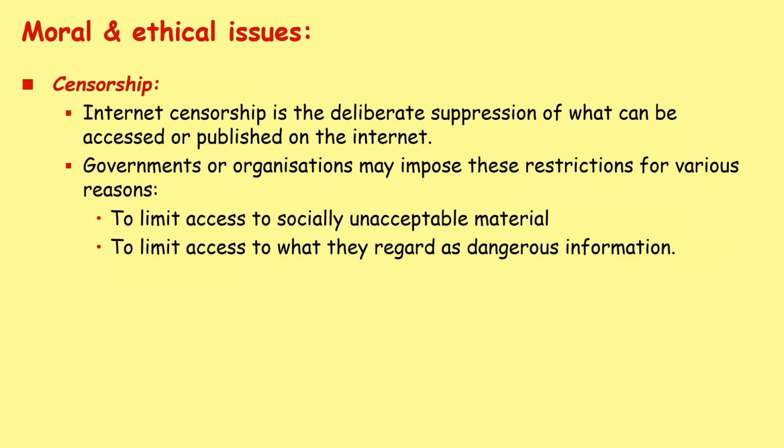Censorship. Internet censorship is the deliberate suppression of what can be accessed or published on the internet. Governments or organizations may impose these restrictions for various reasons: to limit access to socially unacceptable material, to limit access to what they regard as dangerous information. Of course, what one person regards as socially unacceptable or dangerous is not what another person regards as.